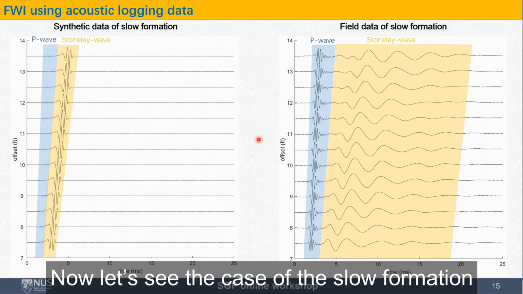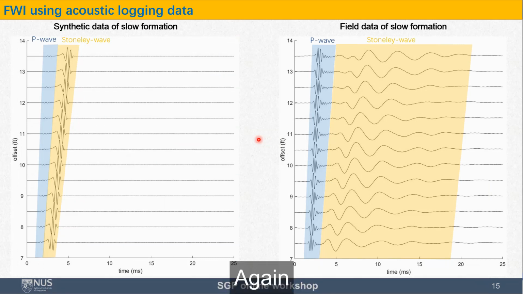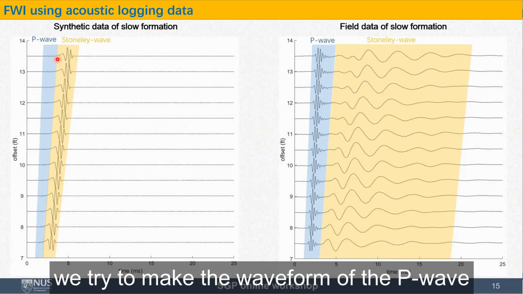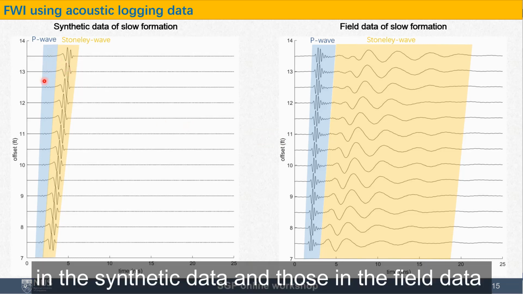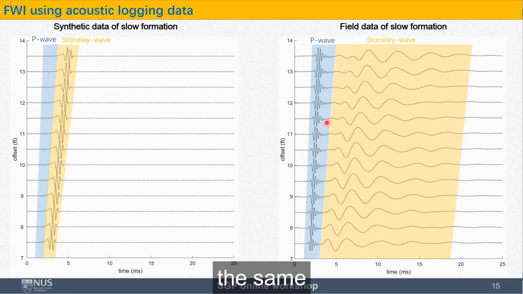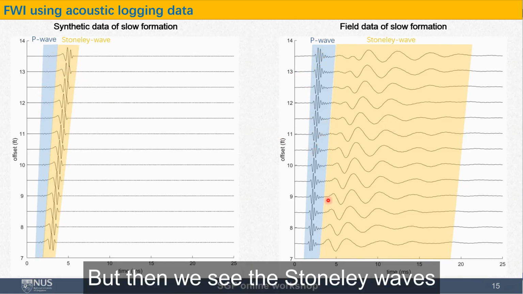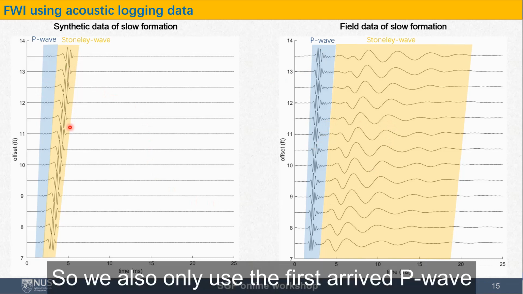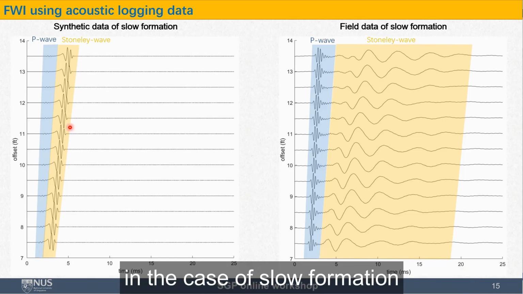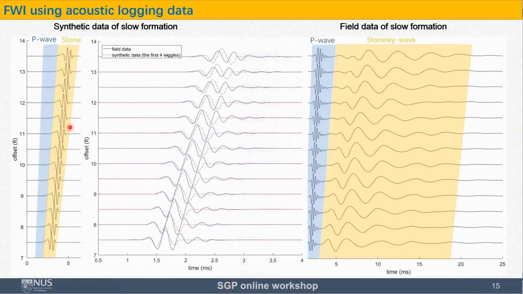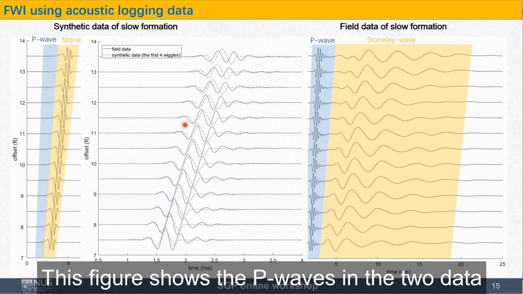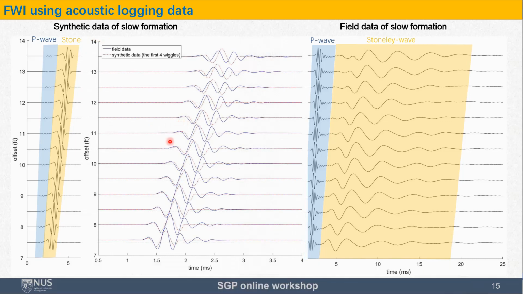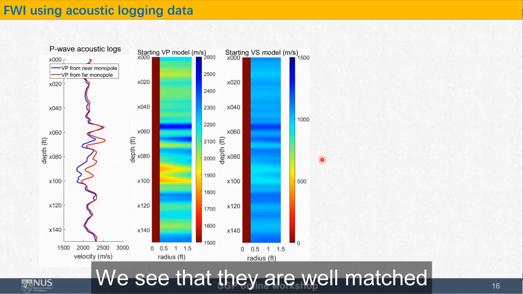Now let's see the case of the slow formation. Again, we try to make the waveform of the P wave in the synthetic data and those in the field data the same. But then we see the Stoneley waves in the two data are very different. So we also only use the first arrived P wave in the case of slow formation. This figure shows the P waves in the two data. We see that they are well matched.